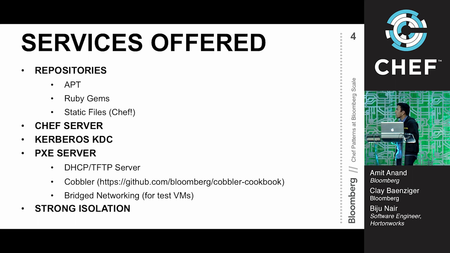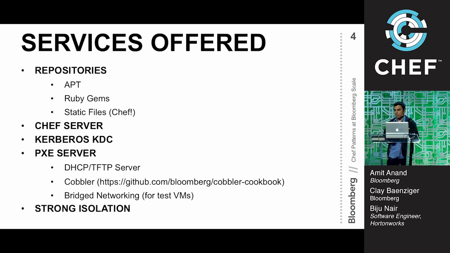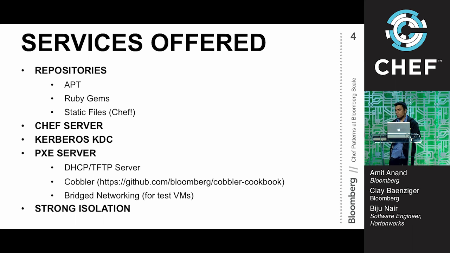Now let's look at some of the services offered by our Bootstrap host. Our Bootstrap host serves an apt repository, some Ruby gems, and some static files for Chef. It also offers a Hadoop repository and a Kafka repository for cluster builds. It runs a dedicated Chef server. It also runs a Kerberos KDC server for security of the cluster. And it runs a PXE server that we use to PXE boot all the hardware machines and install the OS on them. We use Cobbler for that, and our code is available at the URL mentioned on the slide.